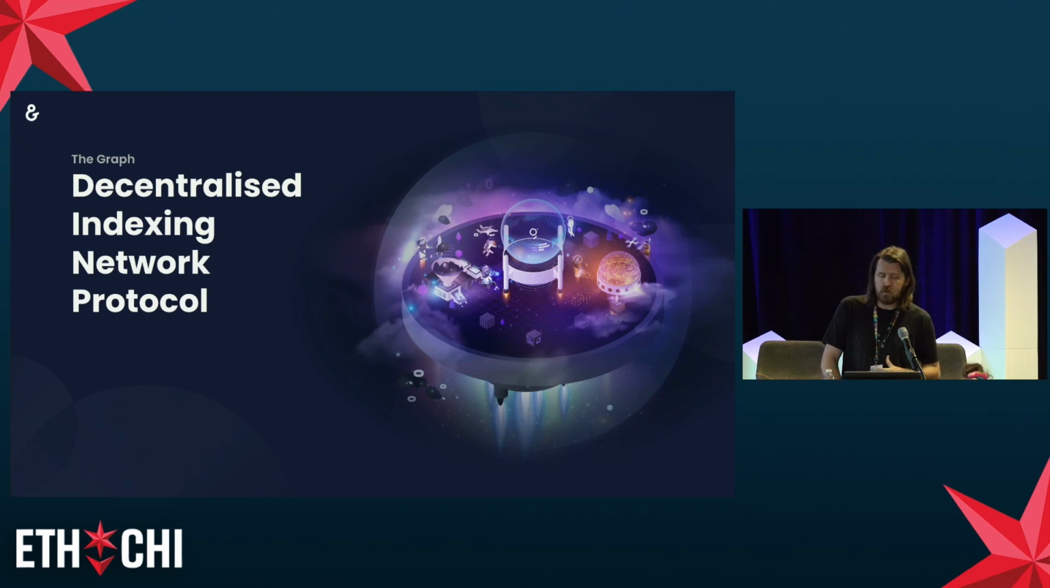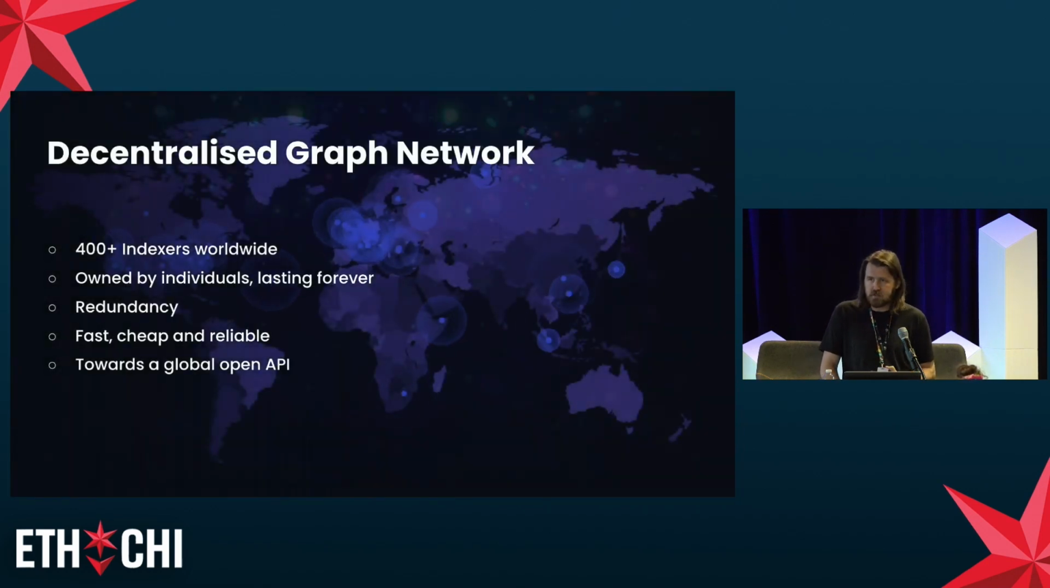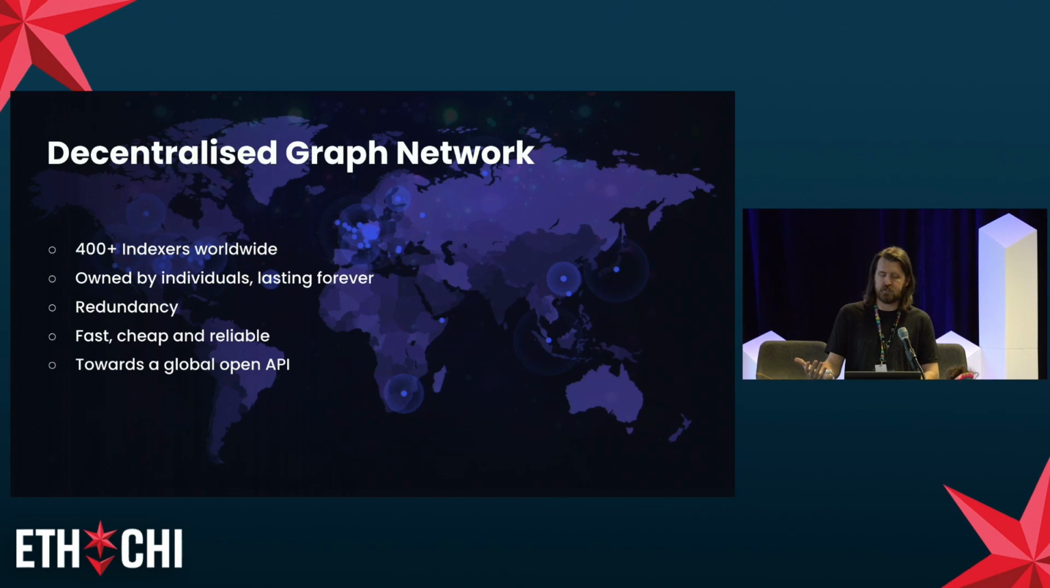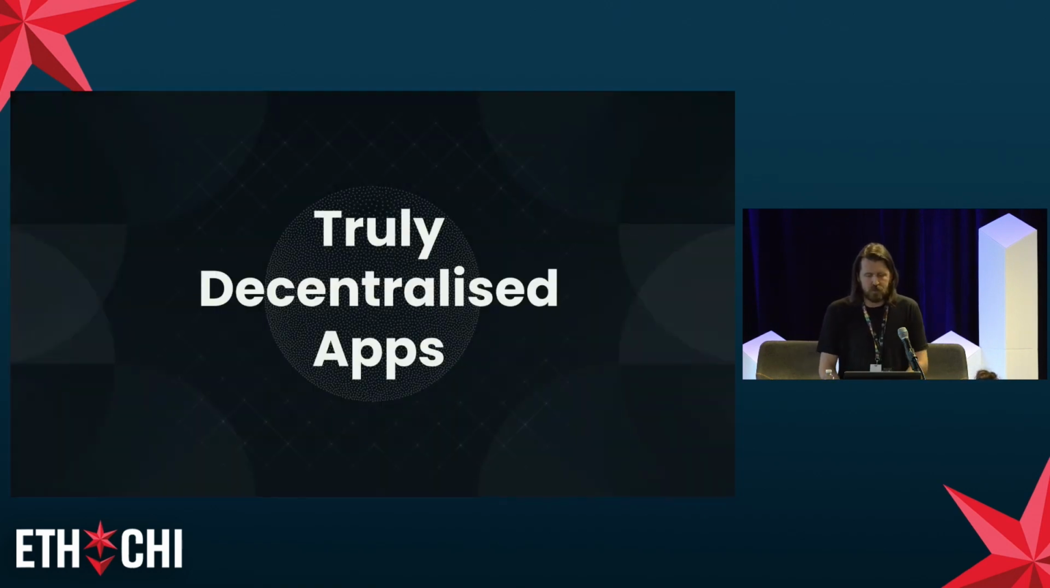So it is a decentralized protocol. There are over 400 indexers worldwide that are indexing this data. And the idea is that the network is an open, decentralized network that everyone owns the data. There's no concept of centralization. The data is redundant. You can deploy your data onto the network, and it can be replicated across all these indexers, which makes it extremely fast and very cheap. And so the concept is that we want to lean towards a global API for blockchain data. Truly decentralized apps is the best vision for developers.